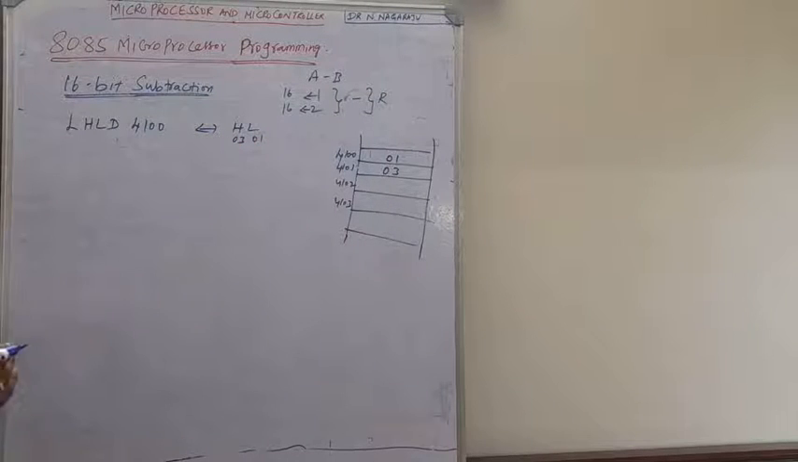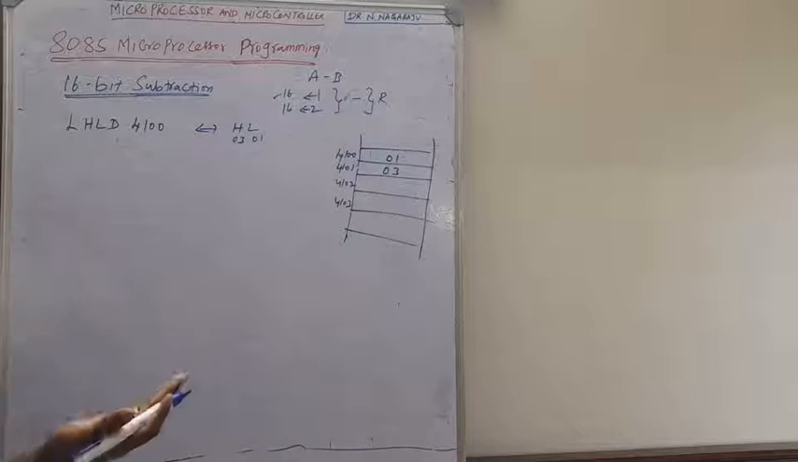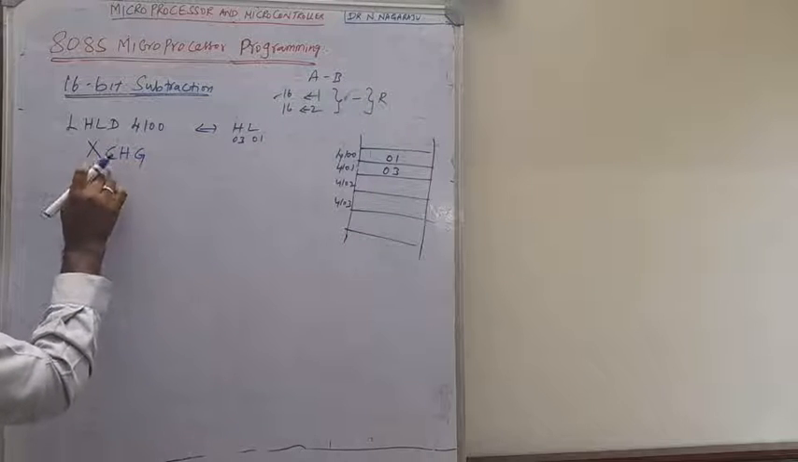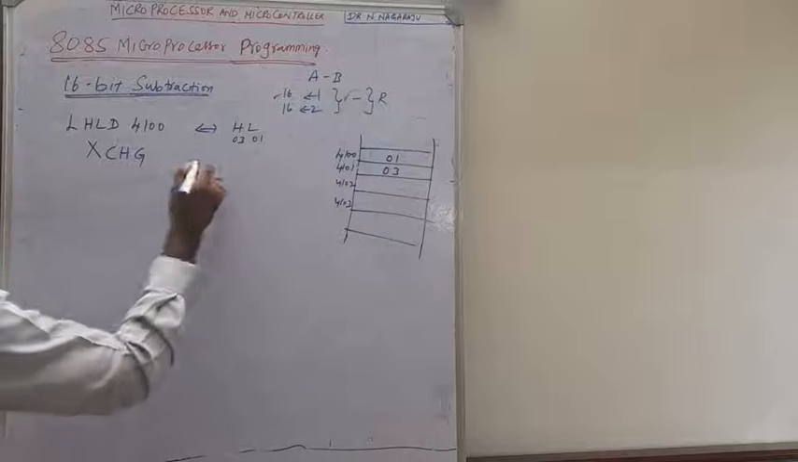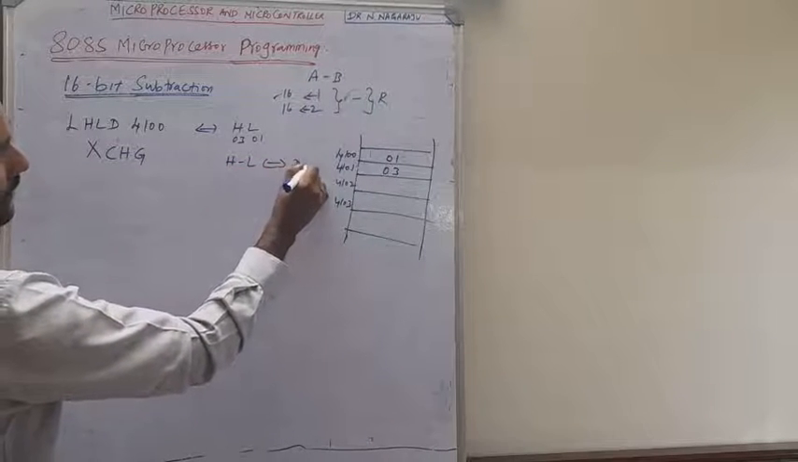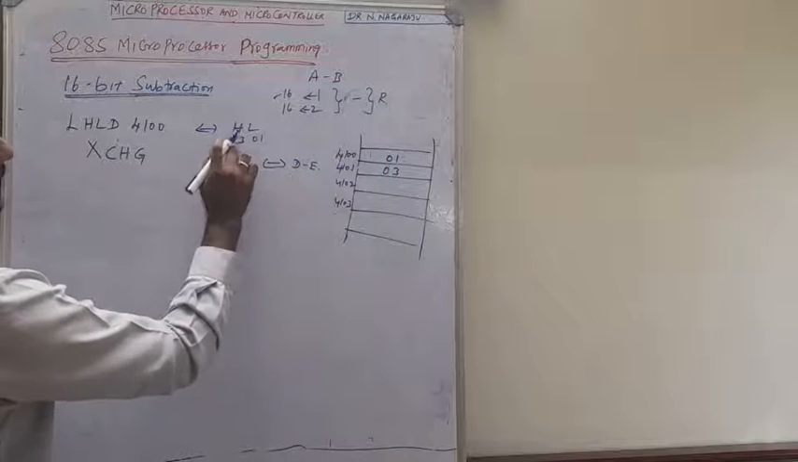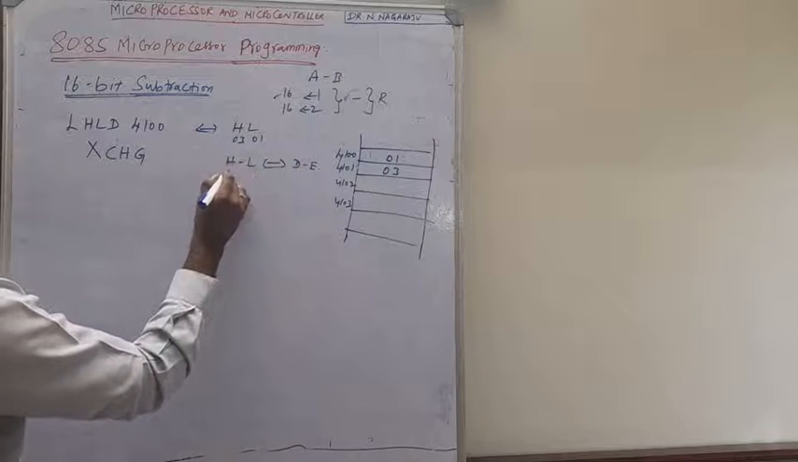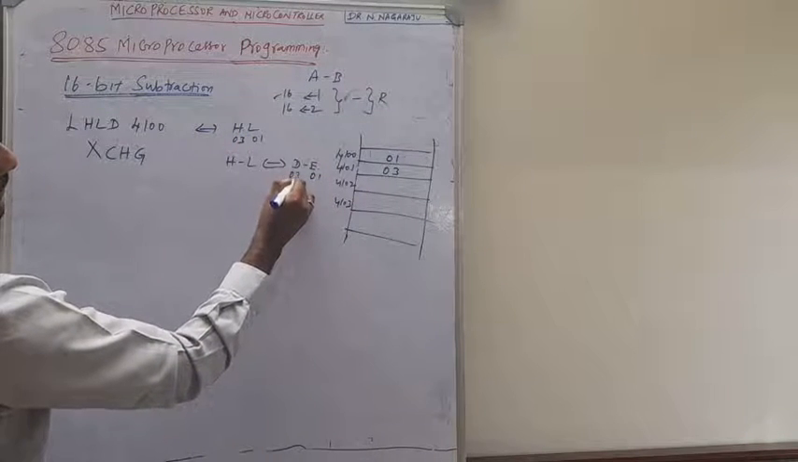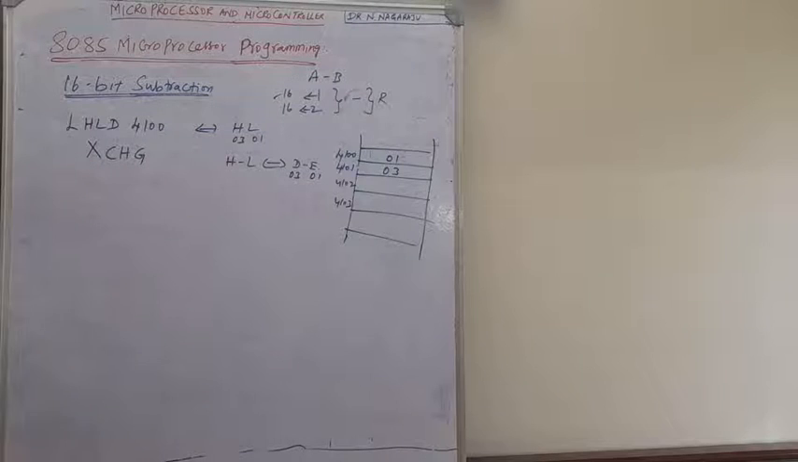Next I am going to take the second data. The first data is over. In order to get the second data, we have to exchange this data into some other register. So I am going to use the exchange instruction XCHG. XCHG is used to exchange data between the HL pair and the DE pair. Here HL, which is 03 and 01, is loaded into the DE pair. This is the actual operation of exchange.